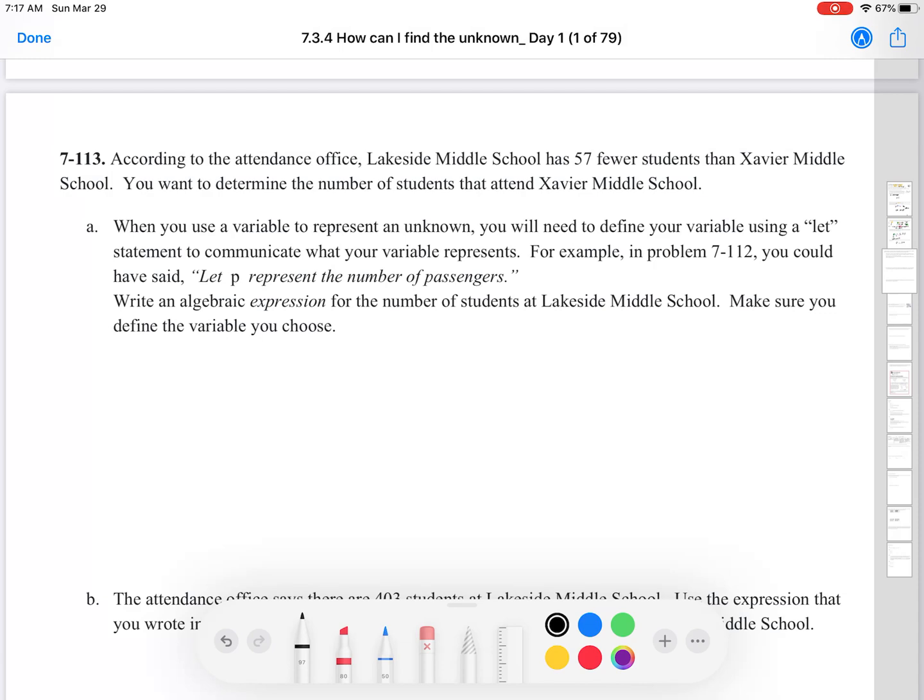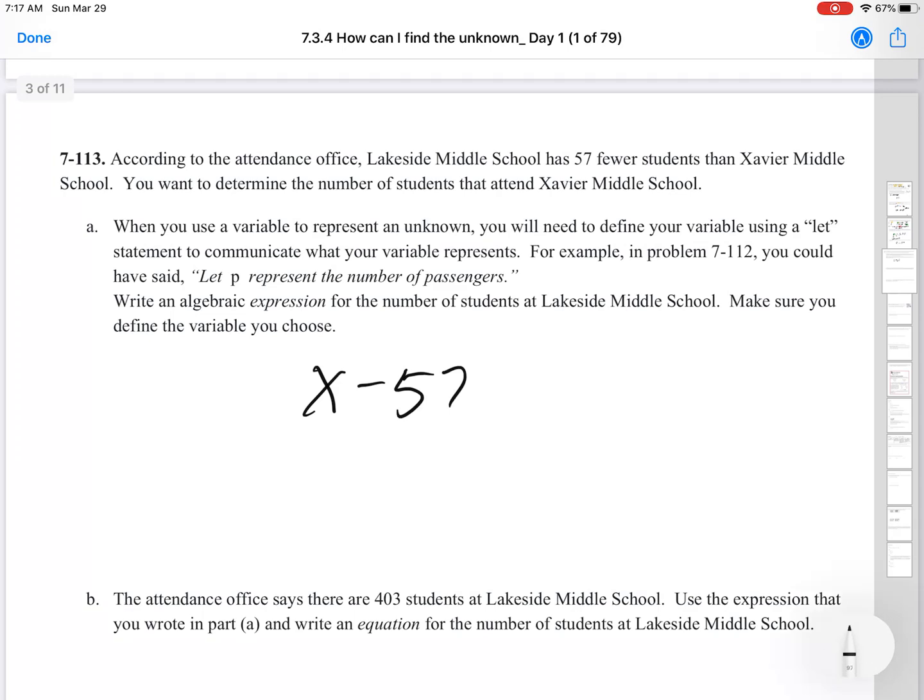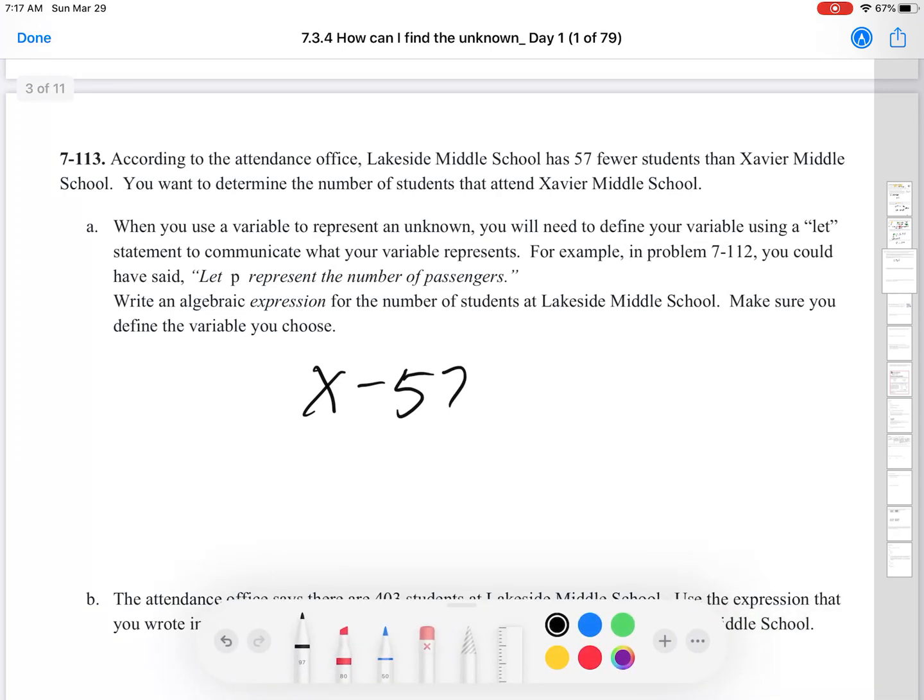So we're doing only an expression. An expression that we could do would be x minus, not 7, that's from the previous problem, 57. And what does that mean? Lakeside has 57 fewer students than Xavier. Now, it's a really tricky thing because without defining our x, it's really hard to understand.